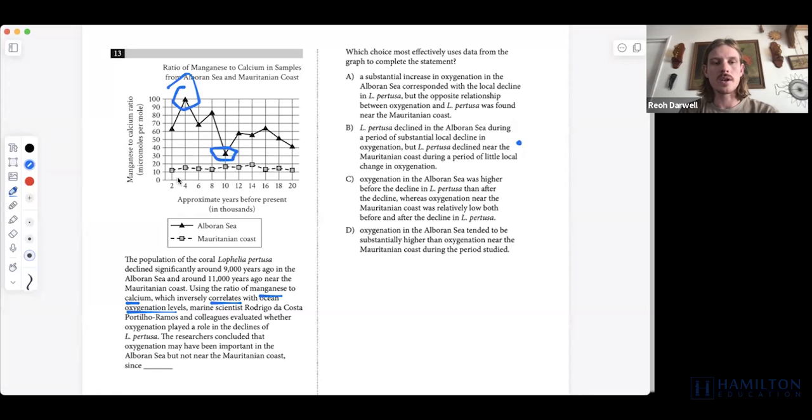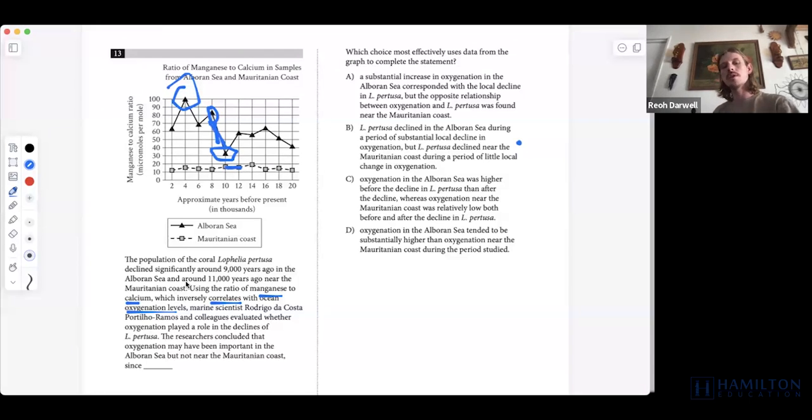But then we see in the Meridian coast, manganese stays really the same the whole time, right? So what do we need to know? 9,000. This range here is in the Alboran Sea, the coral decreased a lot. And right here is when in the Meridian Sea, coral decreased a lot. All right. So here there's a big change in oxygen and here there isn't.